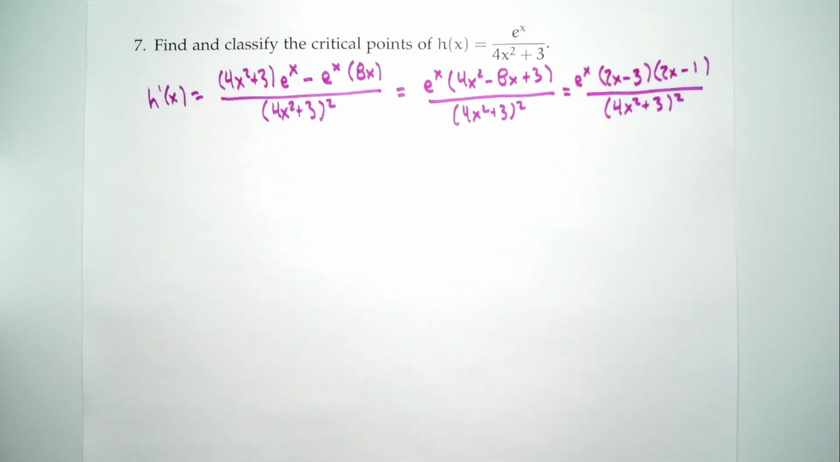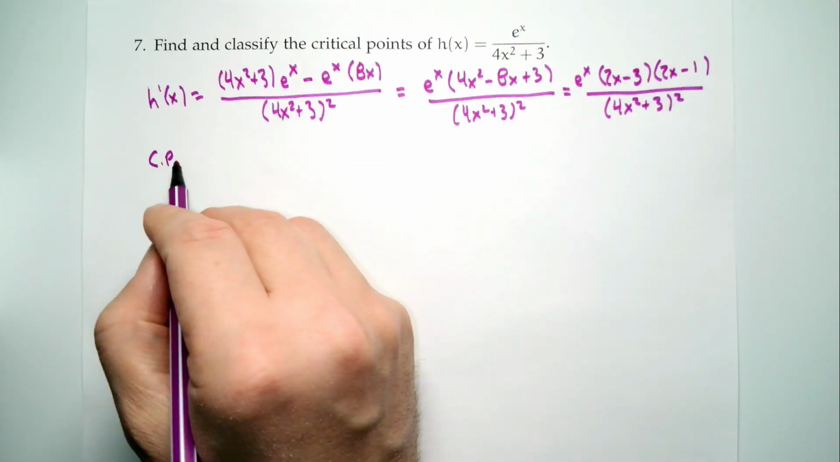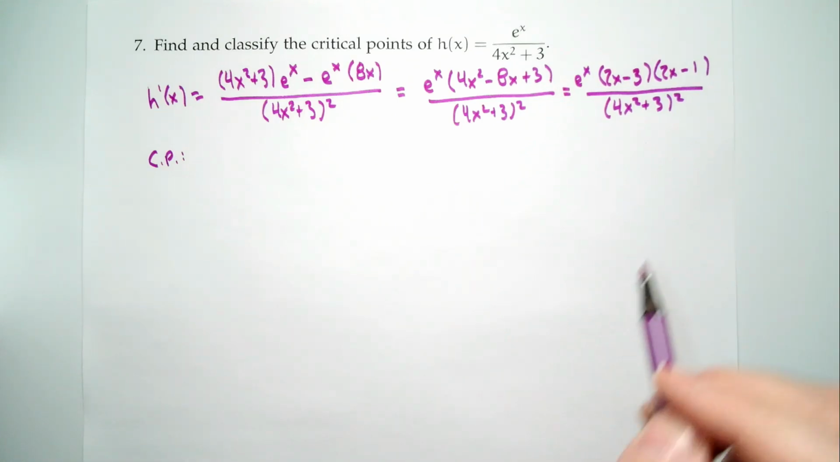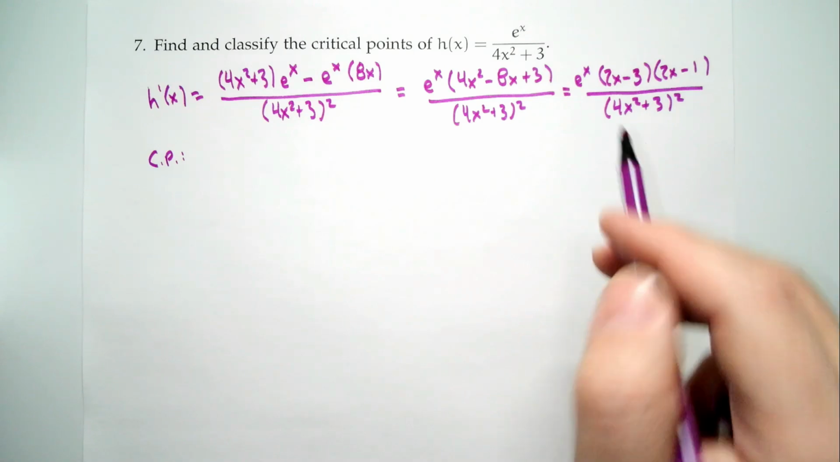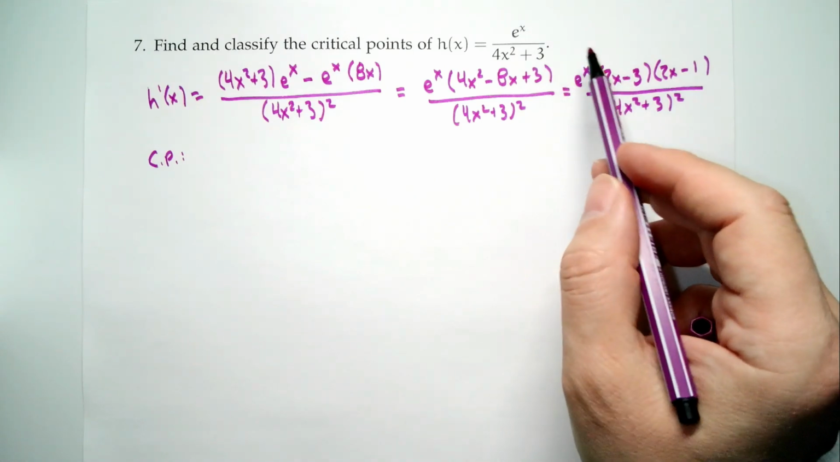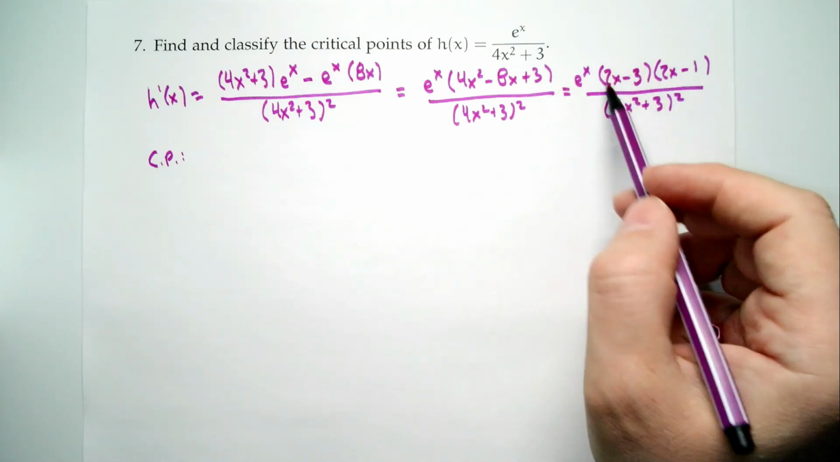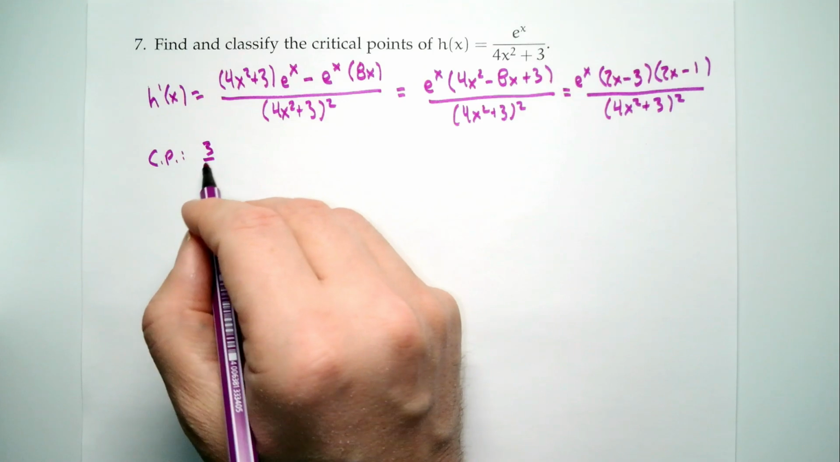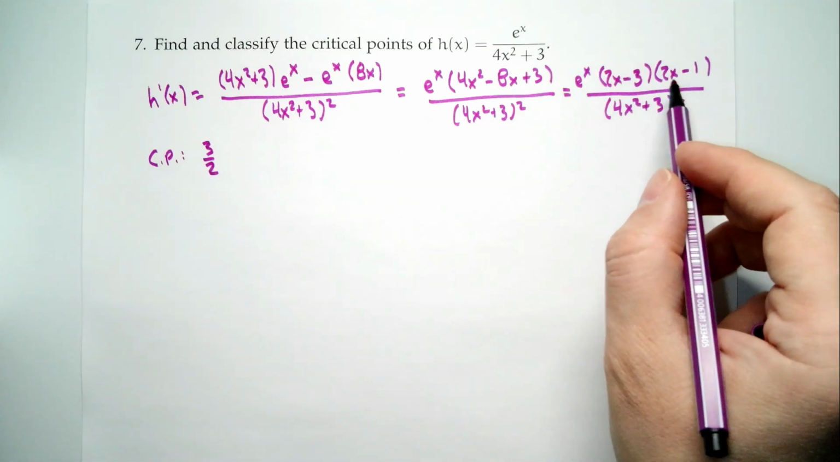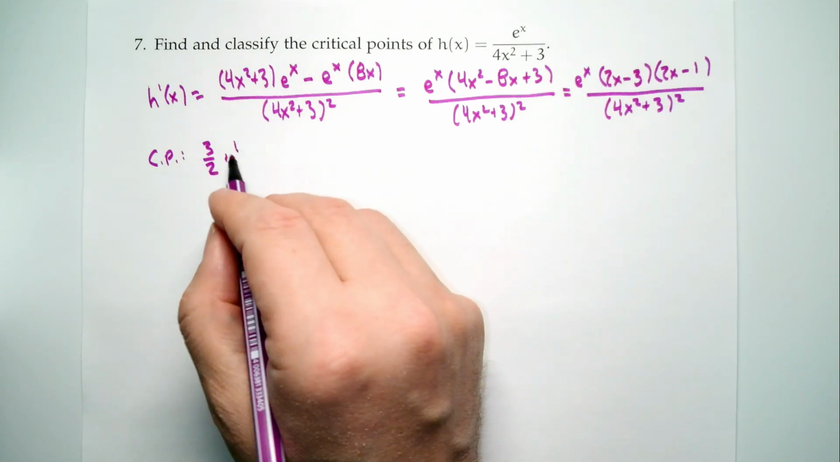It works. Good. Okay, so where are our critical points? Well, we don't have to worry about dividing by 0 because it's never 0. E to the x, can that be 0? No, it can't. Okay, how about 2x minus 3? Yeah, that can be 0 at 3/2. Okay, how about 2x minus 1? Well, yeah, that could be 0 at 1/2.